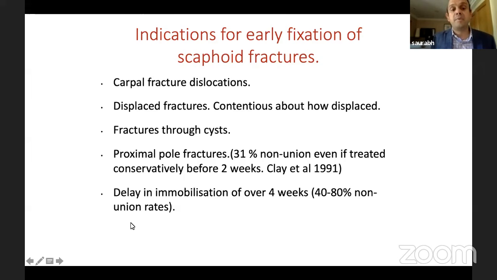And then delayed presentation. Any patient who comes to you after a month, waist, proximal pole, any fracture, except if it's a very distal pole or a tubercle or an incomplete fracture. So those are the ones which have a very high rate of non-union. So those are the ones you need to operate, even if it's an undisplaced waist. So delayed presentation. So this slide is important because these are your indications to fix them, and you need to know how to define displacement in a scaphoid.